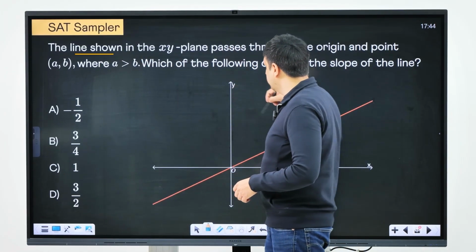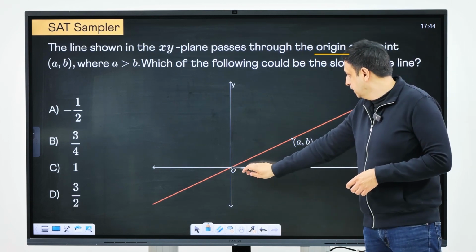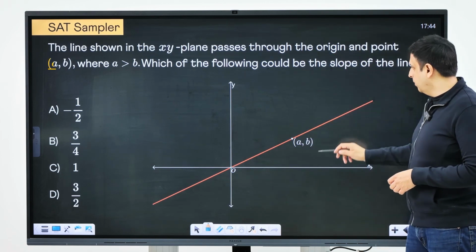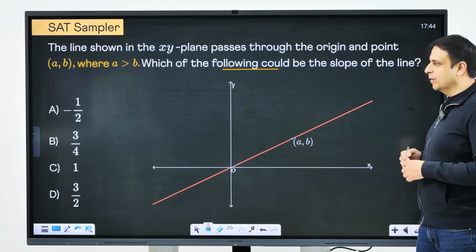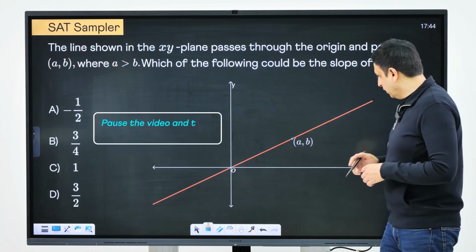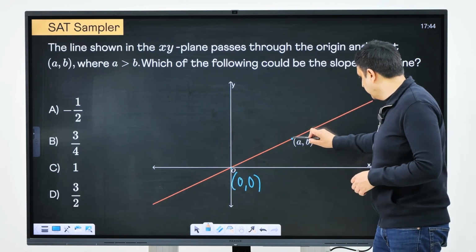Now here is our next SAT sampler. The line shown in the XY plane, this line over here, passes through the origin, this point, and point A comma B, where A is greater than B. Which of the following could be the slope of the line? Okay, so the origin is 0, 0, and then this point is A comma B.